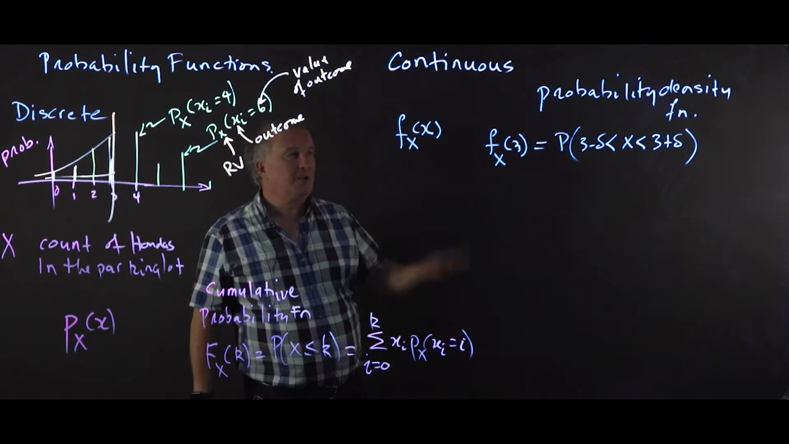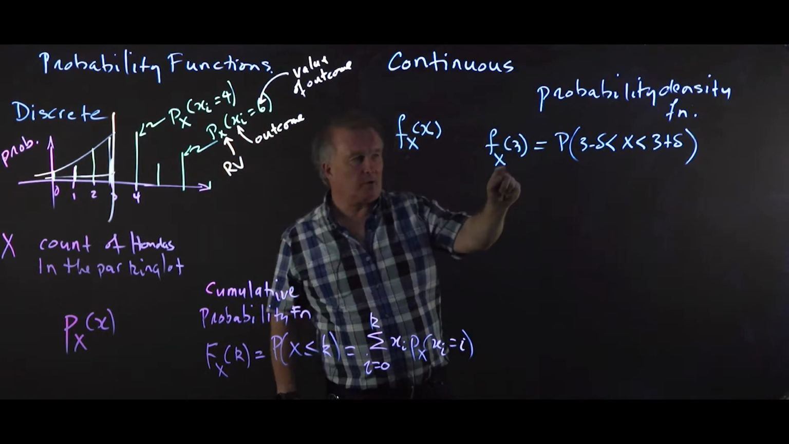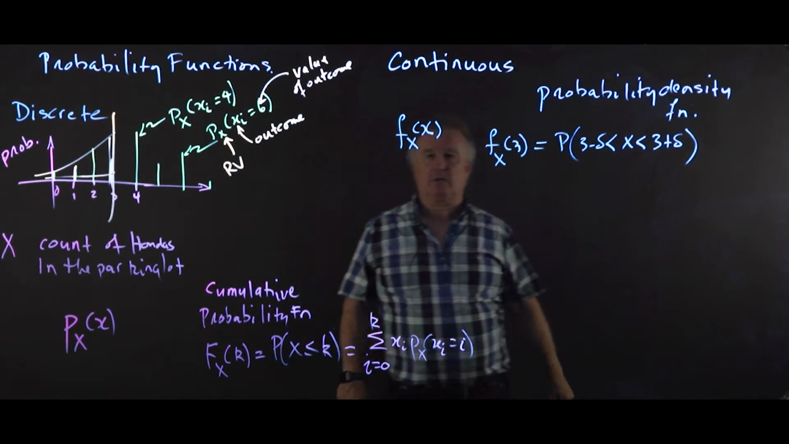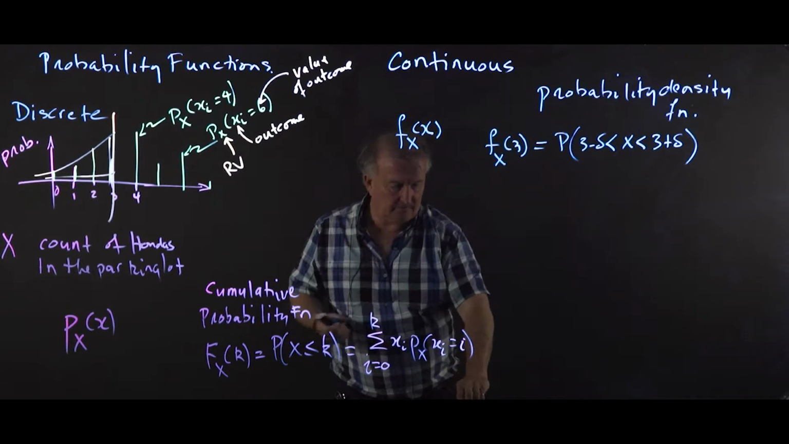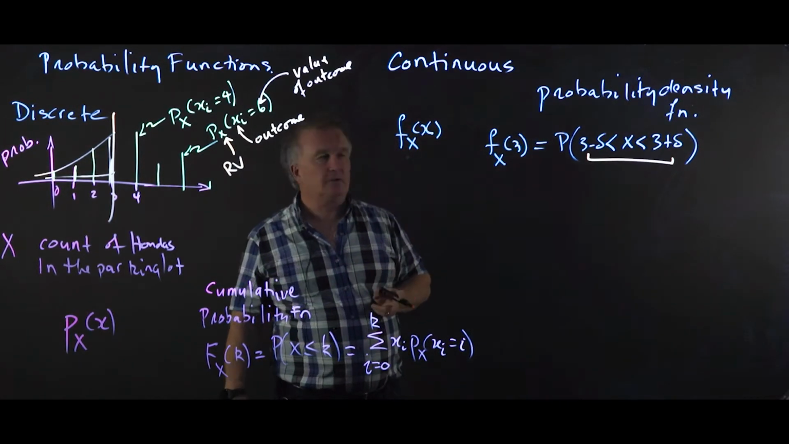So that's the quirk with continuous random variables, is that when you see a density function, the value of that density function evaluated at a specific number is the probability that the random variable is in this infinitesimal neighborhood around the value 3.